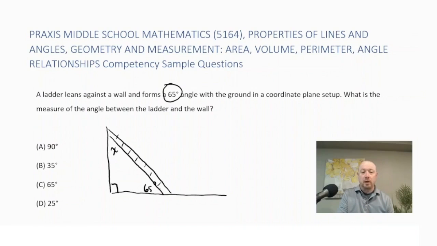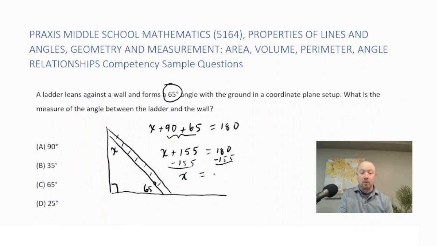So what we're going to do is we're going to use the triangle sum theorem, and that the three angles of a triangle have to add up to 180 degrees. So we would say x plus 90 plus 65 has to equal 180, which means that x plus 155 has to equal 180. So if we subtract 155 from both sides, we're going to get x equals 25 degrees. So choice D. Okay, there you go.